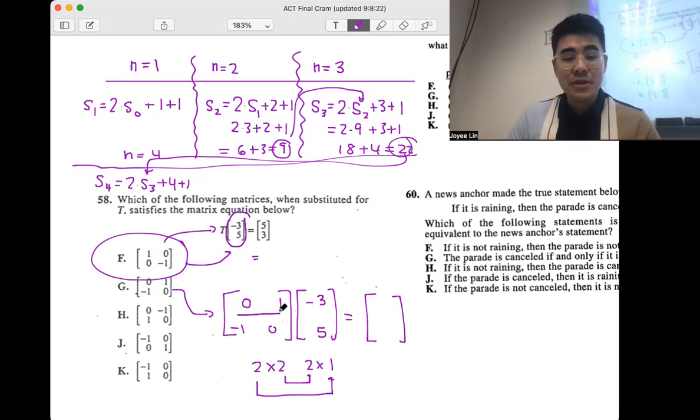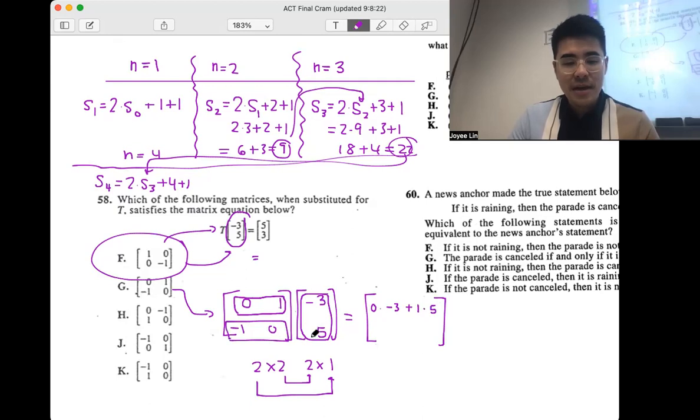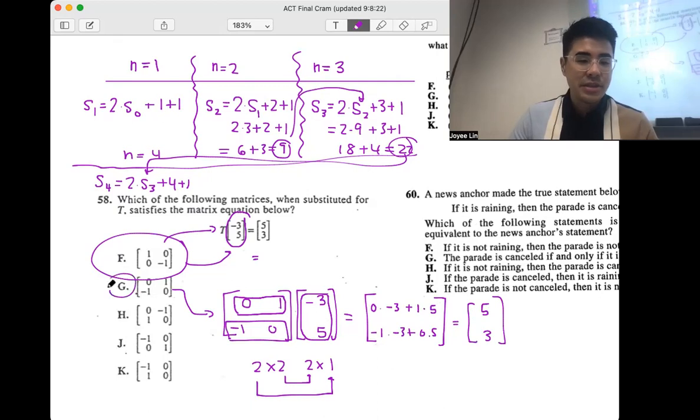I'm going to take this first row and I'm going to multiply it by this column. Right, if I do the first row times the first column, I'm going to get 0 times -3 plus 1 times 5. Then I'm going to do the bottom row times that column again. So it's -1 times -3 plus 0 times 5. And when I do that, I get 5, 3, right? So the correct answer is G.